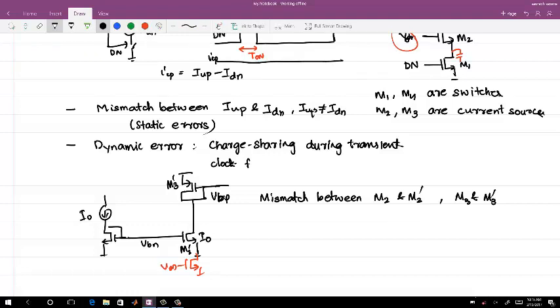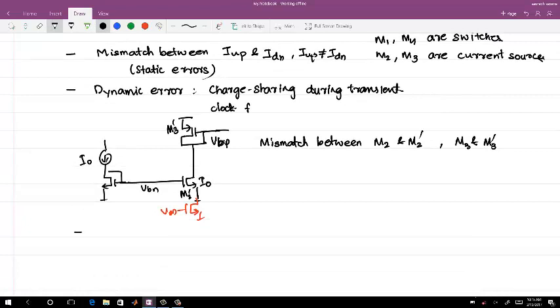You will see channel length modulation, right? Unless you mirror that channel length modulation back into the charge pump, and there is a way to do it, otherwise you will see the channel length modulation effect also. But overall, both mismatches, whether static error or dynamic error, are causing us to have I up not equal to I down. Okay.